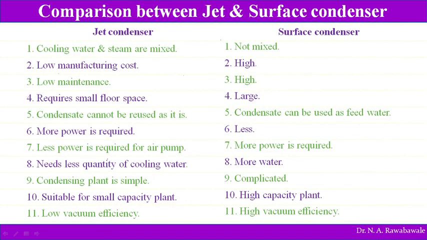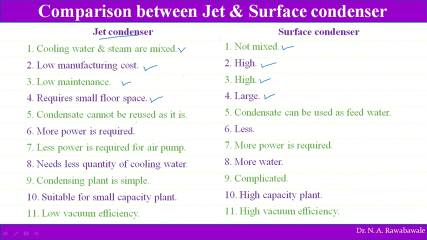Now we'll see the comparison between jet condenser and surface condenser. Cooling water and steam are mixed in the case of a jet condenser, both mixed with each other, but in a surface condenser, cooling water and steam are not mixed. Manufacturing cost: the cost of a jet condenser is low, whereas the surface condenser cost is high. Maintenance cost of a jet condenser is low, whereas maintenance cost of a surface condenser is high. A jet condenser requires small floor space, whereas a surface condenser requires large floor space.